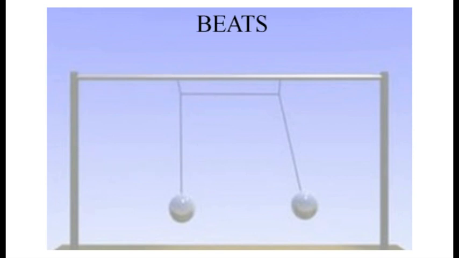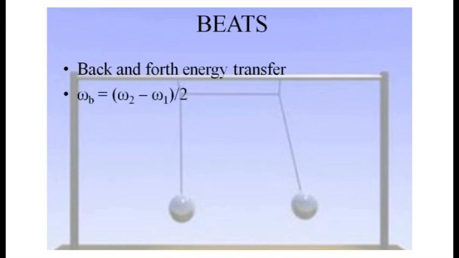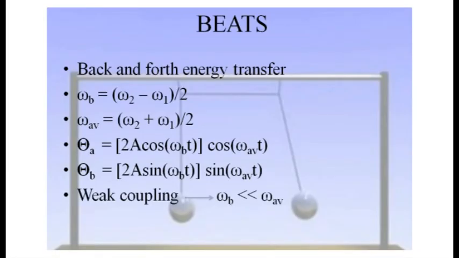Beats are the most interesting aspect of the coupled pendulum. This happens when energy transfer occurs in back and forth direction between the two pendulums when initial conditions are chosen appropriately. Beat frequency omega b is given by omega 2 minus omega 1 upon 2 and average angular frequency is given by omega 2 plus omega 1 upon 2. For weak coupling, the beat frequency is much less than the average angular frequency. Hence, for theta A, the terms inside the square bracket change much more slowly as compared to the terms outside it.